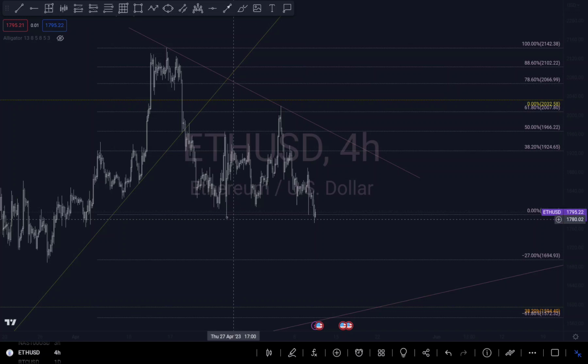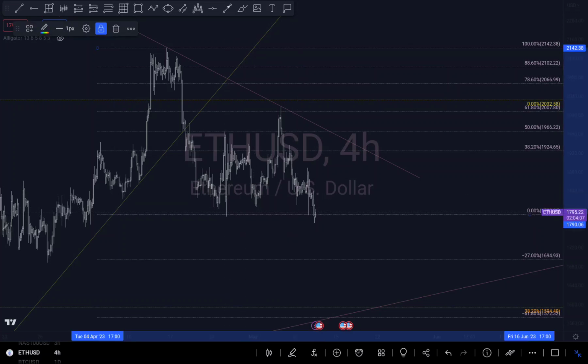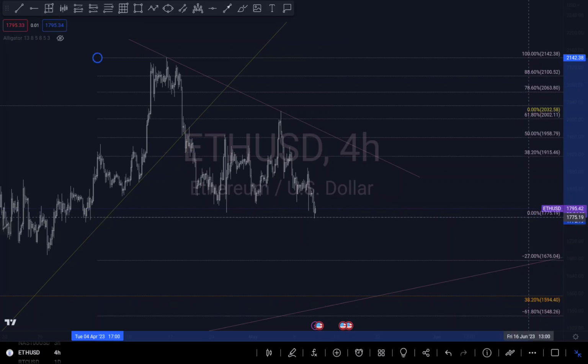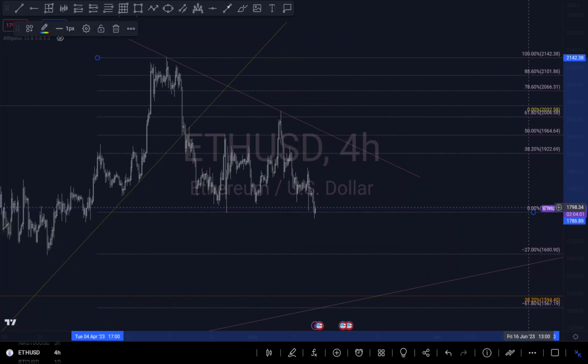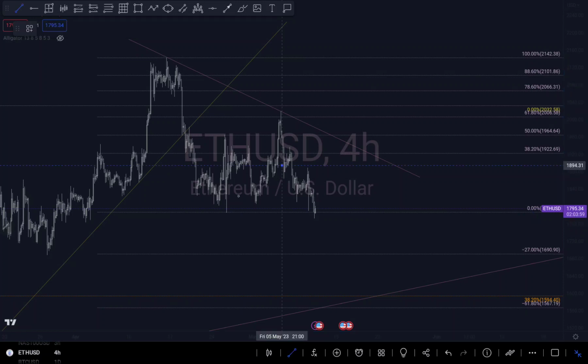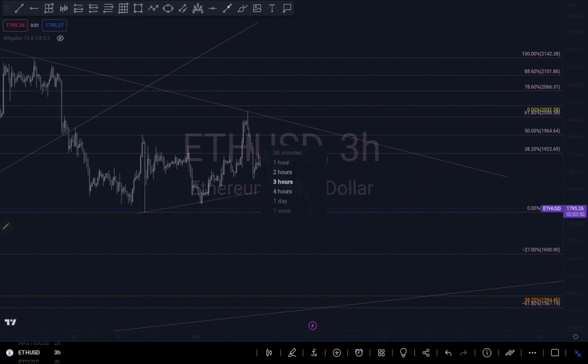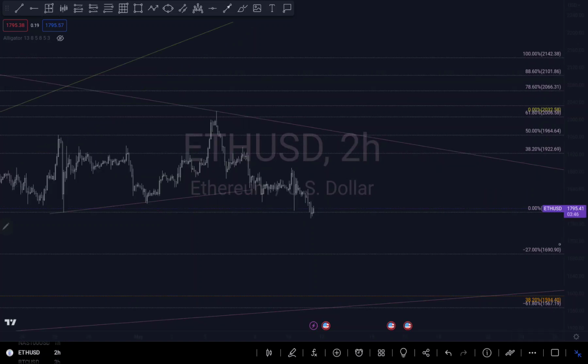I can also draw a trend line right at this level right here. I can readjust my fib level right here. Then I can draw a trend line around this level just to see. Yeah, so we are currently on a downside. Let me go to a lower time frame just to have a clearer picture.